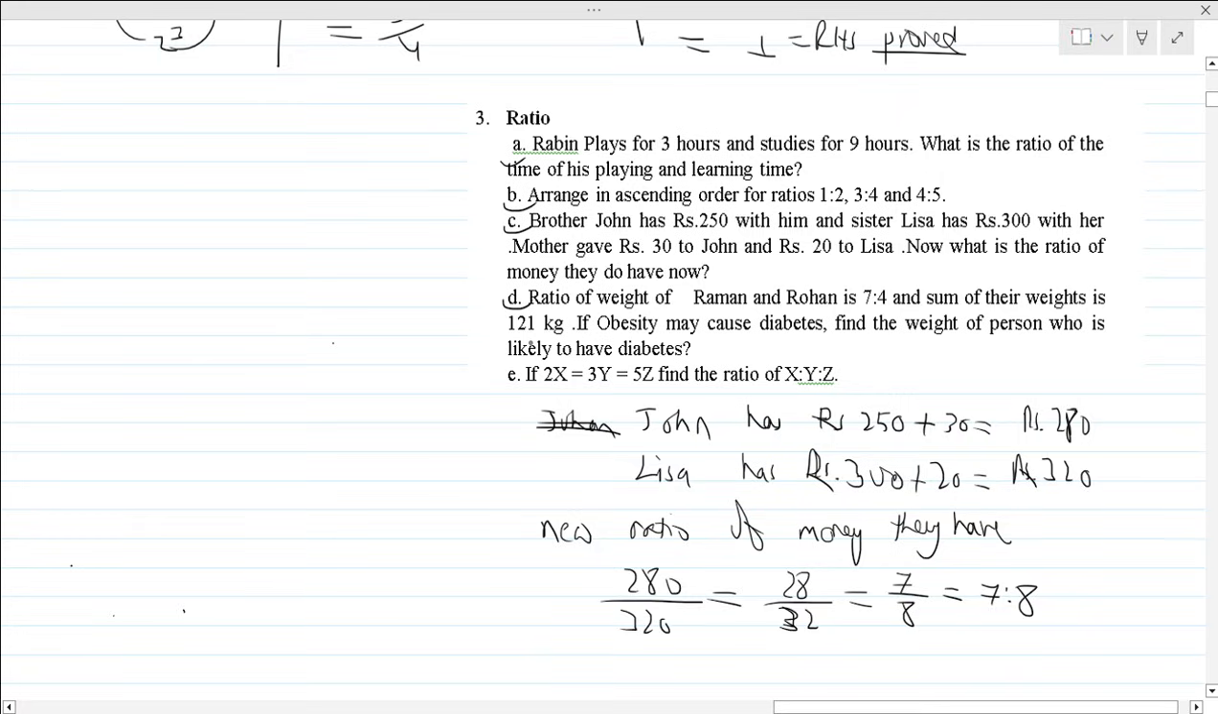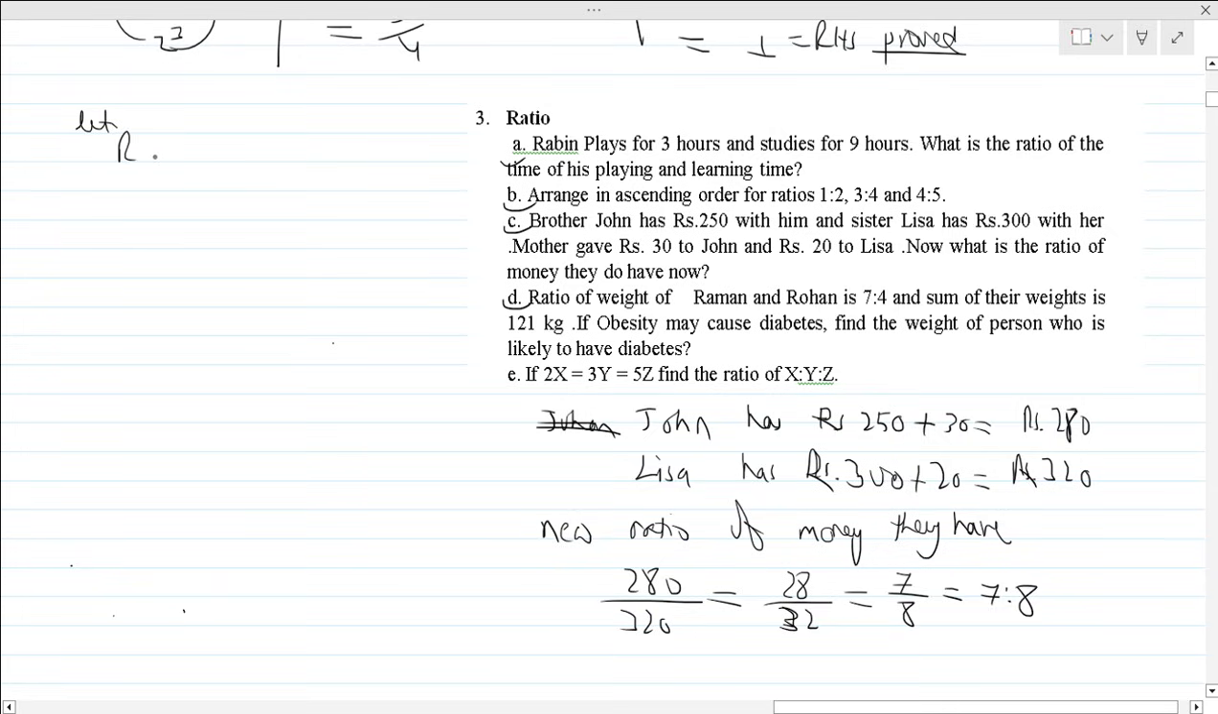For this number D, the ratio of weight of Raman and Rohan is given as 7:4. The ratio of their weights is given, and the sum of their weights is 121 kg. The condition is that obesity may cause diabetes, so find the weight of the person who is likely to have diabetes among these two persons, Raman and Rohan. So we have to first identify what weight they have, so we suppose their weights in terms of x.